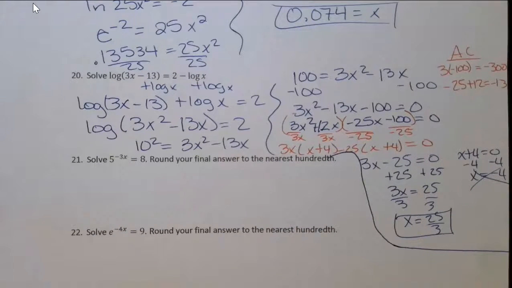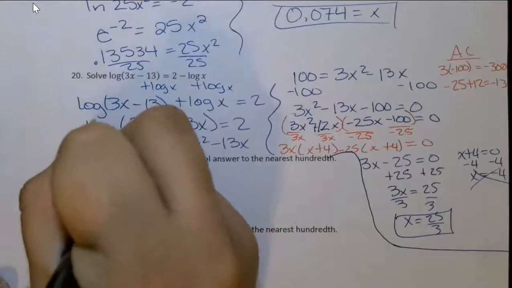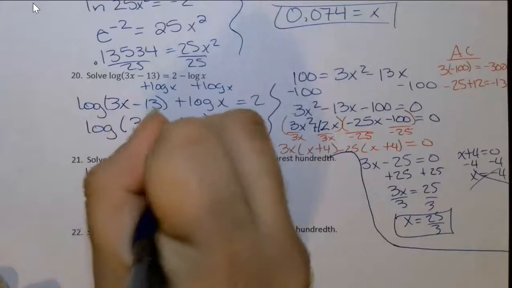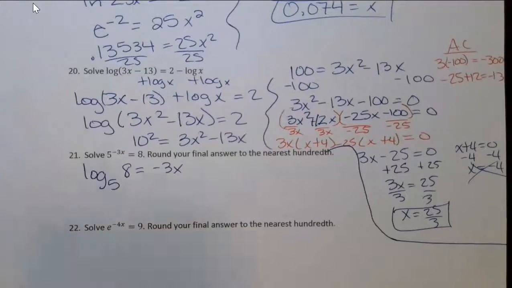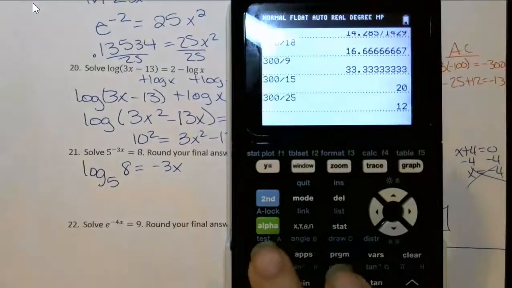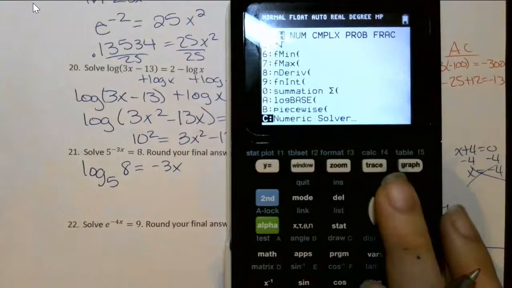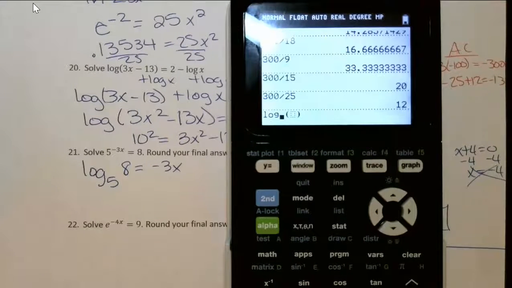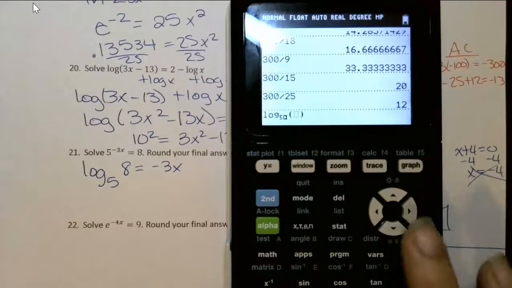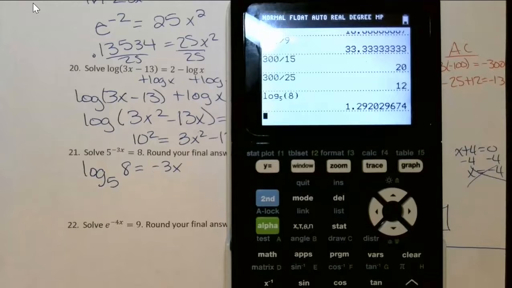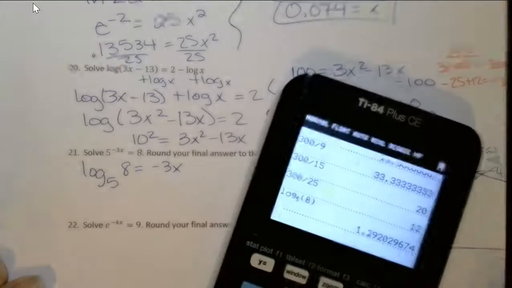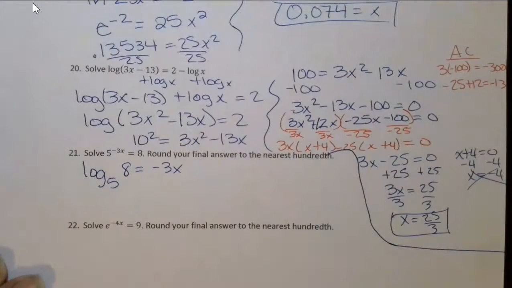Number 21 wants me to solve. What I am going to do is write it as log base 5 of 8 equals negative 3x. I am going to solve that. On this calculator, if I go math and then down to choice A, there is log base. I type in 5 and then 8, and it gives me 1.292. I'll just do, yeah, that's right.